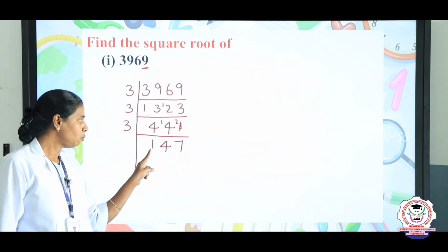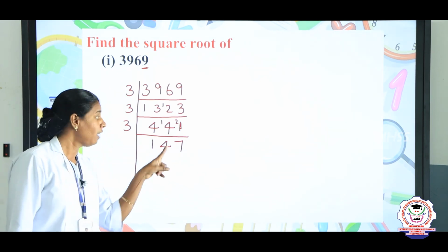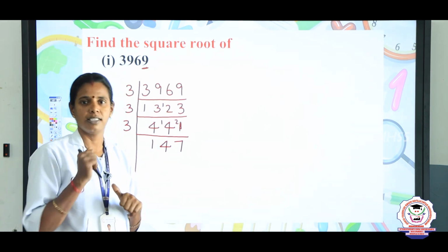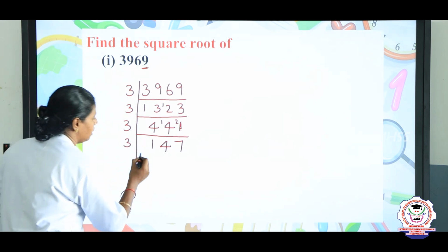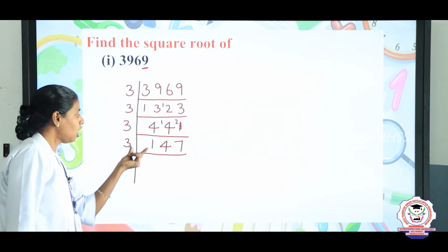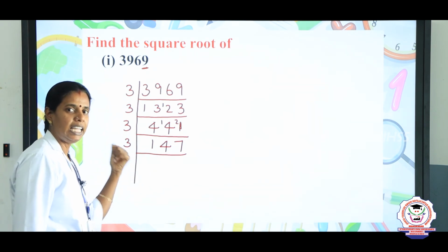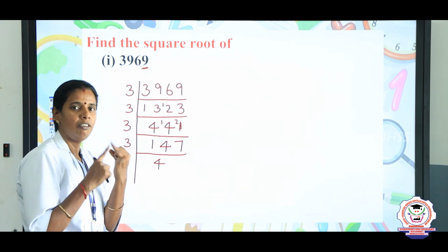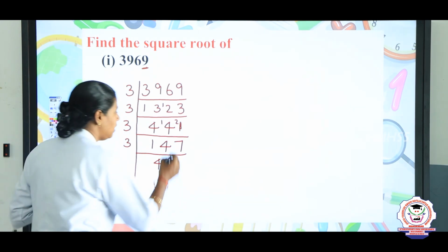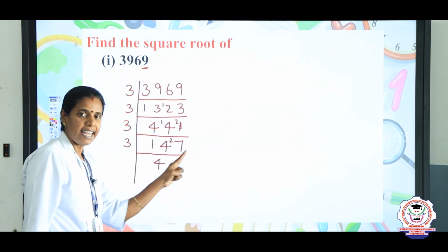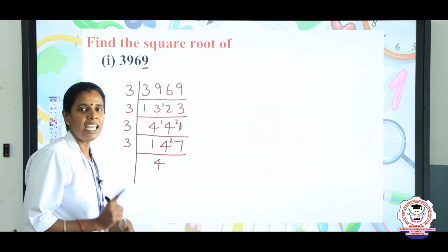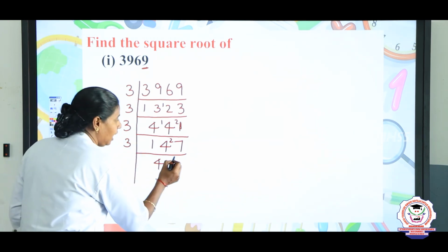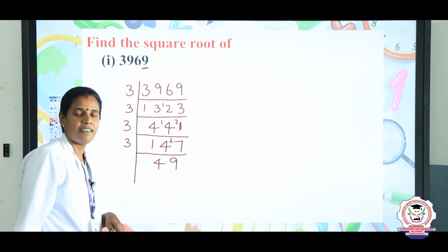Now we will check whether this 147 is divisible by 3. Find the sum of the digits. 1 plus 4 is 5, 5 plus 7 is 12. 12 is divisible by 3, right? Yes. So we can use 3 again here. Now check how many times it is. 14 is possible in 3. 3 4s are 12. The remainder is 2. It will join with the next digit and it will become 27. Now 27, how many times is it possible? 3 9s are 27. Very good.